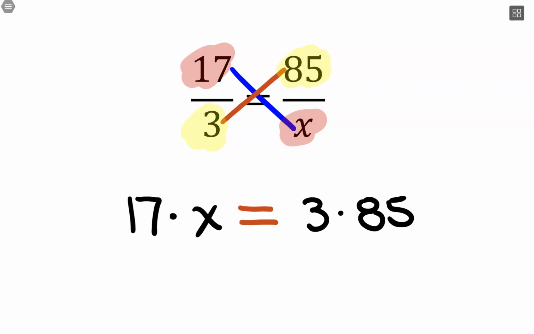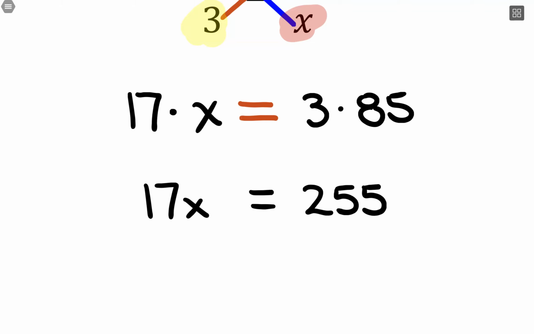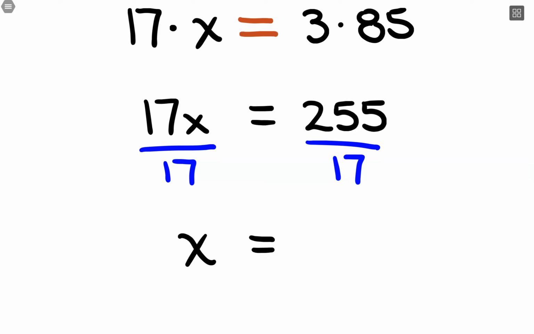So this is why it's called cross multiplication: you end up making this cross here, and those that connect when they cross, you multiply together. And then we simplify. So 17 times x is just 17x equals 3 times 85, and if we use a calculator to help out, that'd be 255. And then it's a matter of solving for x. So I would divide both sides by 17 to get x all alone on one side of the equation, which should give us 15.